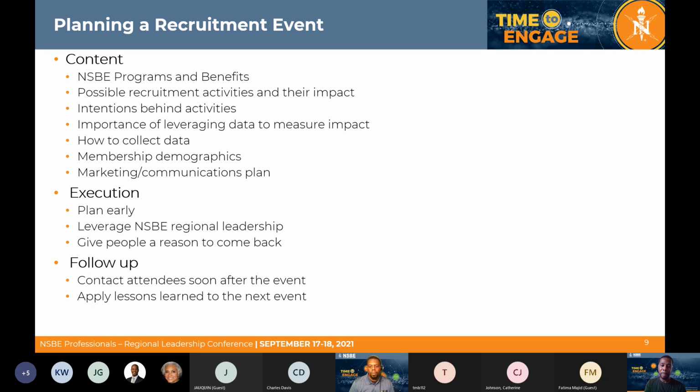So any questions about that? Hey, what platform is this? Considering COVID, are these recruitment events typically on Zoom, or is there a platform NSBE offers that could capture bringing in folks that are non-NSBE to be either speakers or some sort of entertainment or whatever that may be associated with the event?